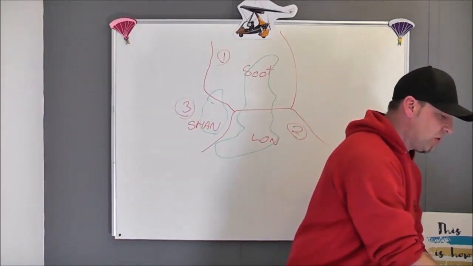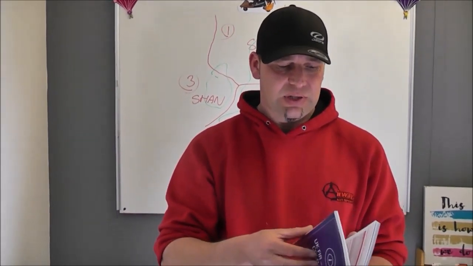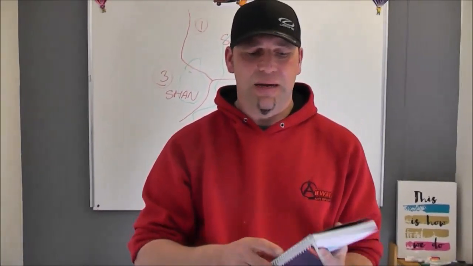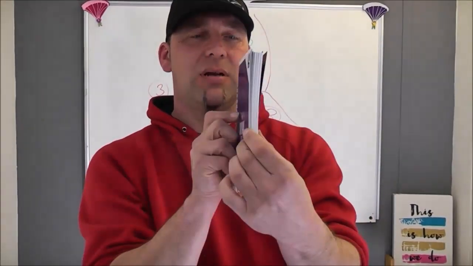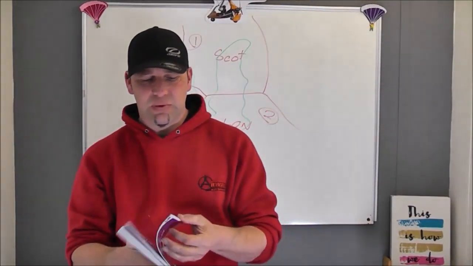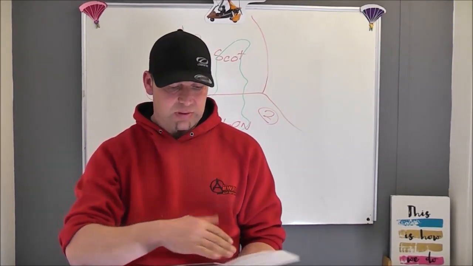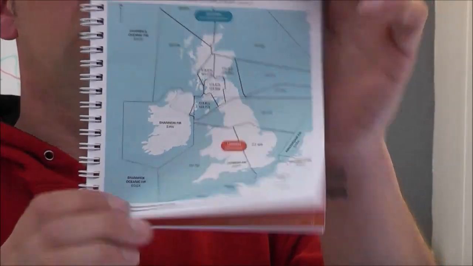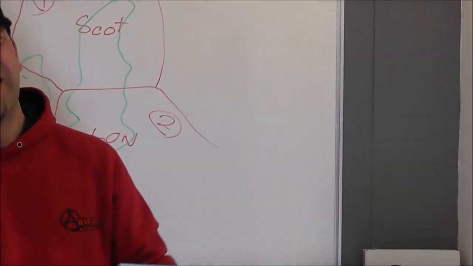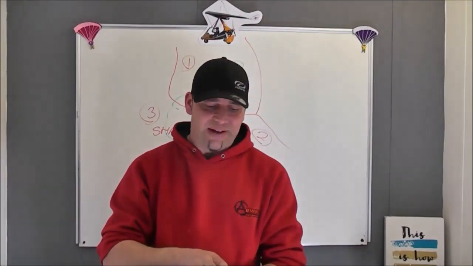So if you haven't already, I would recommend that you download this booklet, which is a free download. Just type in Skyway Code. This is issue 2, and there is a lot of information in here. It kind of replaces what used to be the VFR flight guide. But one of the things that it does show you is those flight information region zones. So FIRs are the region from the surface up to flight level 195.